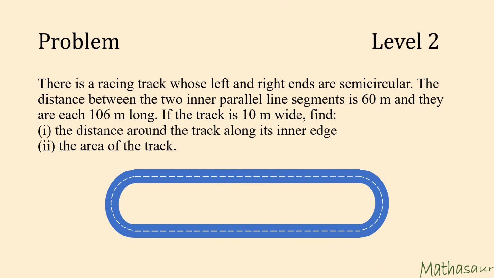Let us look at another problem. There is a racing track whose left and right ends are semicircular. The distance between the two inner parallel line segments is 60 meters, and they are each 106 meters long. If the track is 10 meters wide, find the distance around the track along its inner edge and the area of the track. Let us first label our diagram.